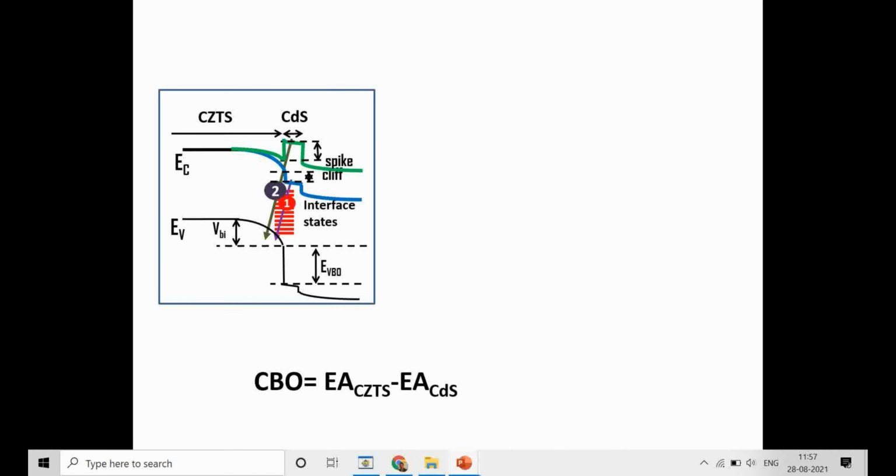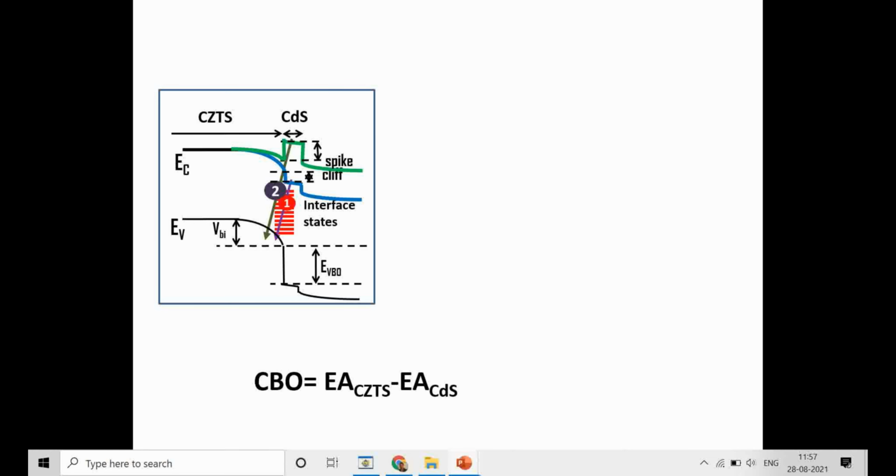The conduction band offset CBO is given by the electron affinity of CZTS minus the electron affinity of CDS. For the green case, the electron affinity of CZTS is more, so CBO is positive for barriers. In the blue, or cliff, case, the electron affinity of CDS is more than CZTS. The electron affinity is given by the energy difference from the vacuum energy level. So for the green case CBO will be positive, and for the blue case CBO will be negative.